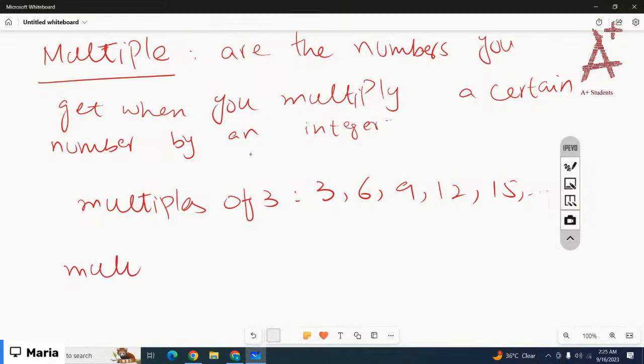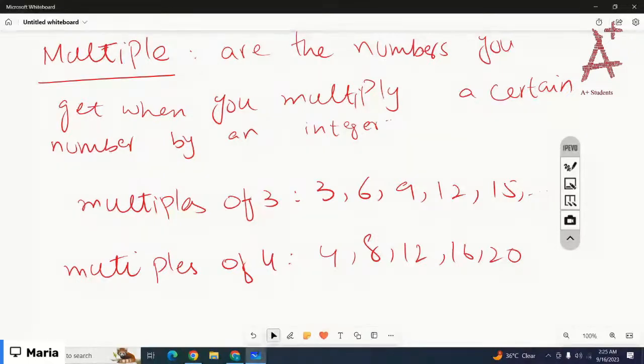Let's write down the multiples of 4. They are 4 times 1 is 4, 4 times 2 is 8, 4 times 3 is 12, 4 times 4 is 16, 4 times 5 is 20. In simple words, you can say the tables are the multiples of the number. For example, the table of 2 gives the multiples of 2, the table of 3 the multiples of 3, and the table of 4 the multiples of 4.